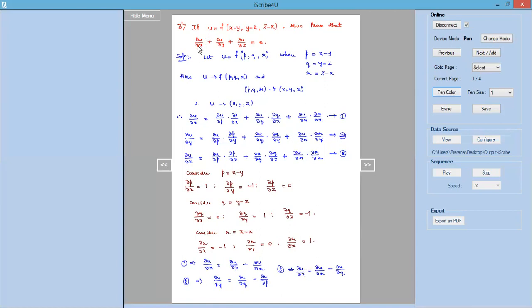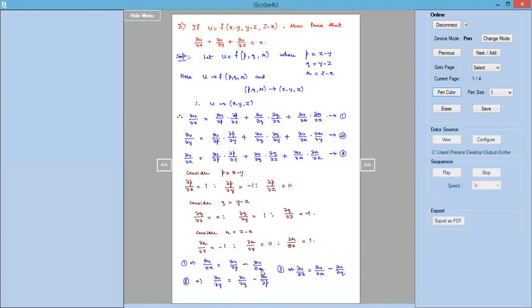Now the required resultant should be the sum of these three. We observe the sum ∂u/∂x plus ∂u/∂y plus ∂u/∂z is equal to 0, because each of these terms gets cancelled in the RHS when it is added up. So ∂u/∂p we have in the first one, minus ∂u/∂p in the second one. So it gets cancelled.